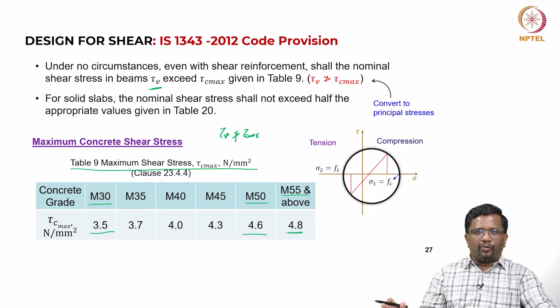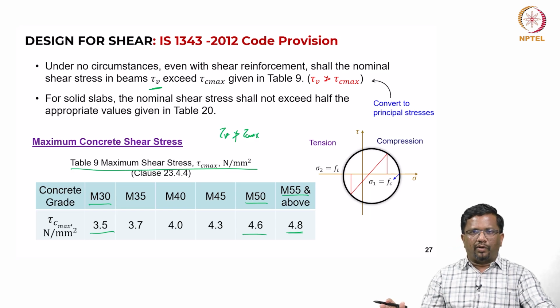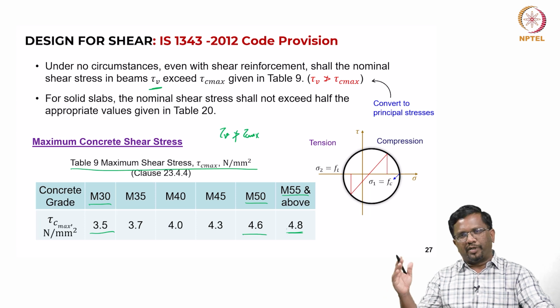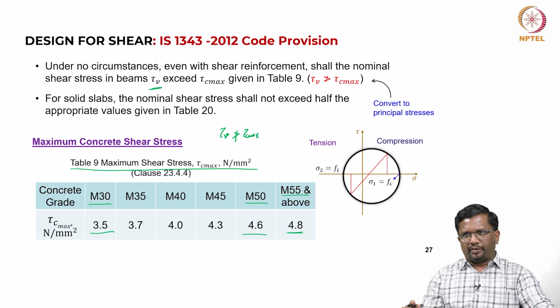It has been capped at 4.8 because we do not have a lot of data on high strength concrete, on how much is the maximum shear stress that we can allow. So, that is why the code is capped at 4.8 megapascal.